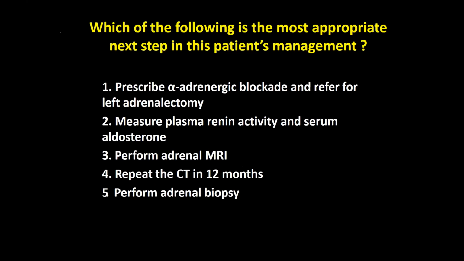And the next question is, what's the next appropriate best step for this patient with these findings? So is it to prescribe an alpha adrenergic blocker and then refer for adrenalectomy? Number 2, should we measure plasma renin activity and serum aldosterone? Number 3, should we do an adrenal MRI? 4, repeat the CAT scan in 12 months. Or 5, perform an adrenal biopsy. Any answers there?